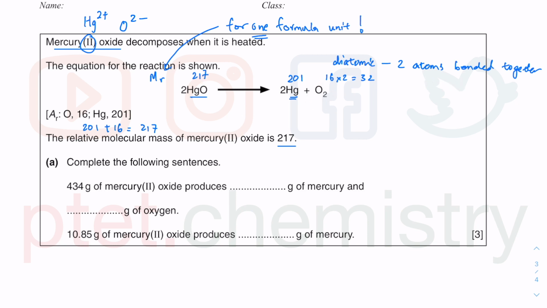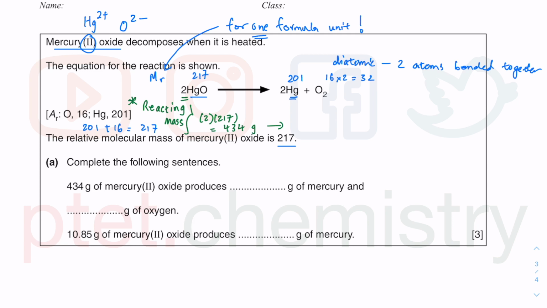Anyway, 217 is equal to 201. Well, it's not equal because we haven't considered reacting masses yet. So the next part is that we have the reacting mass, or reacting masses. We need to think about, this is the most important thing, how many of it do we have? For one unit, we have 217. When we have two of them, this is 217 times 2, I have 434, and this is 434 gram.